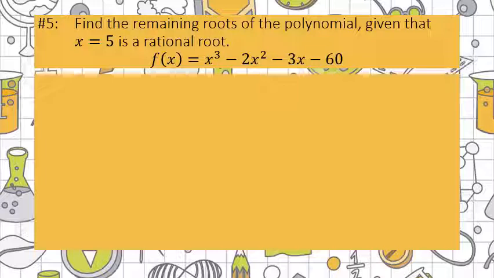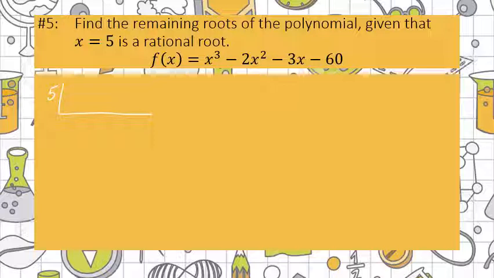So the first thing I'm going to do is set up synthetic division, and I do not have to switch the sign of x equals 5 because it is a solution, it's a root. The only time you have to switch the sign is when you are given a factor. So like if it said x plus 5, then we would switch the sign. But as it is, when you're given a root, you do not change the sign.